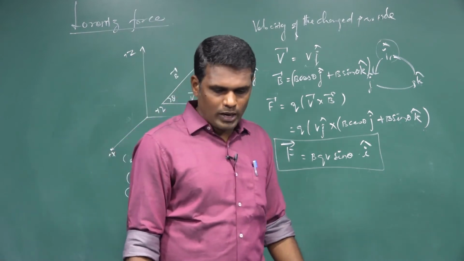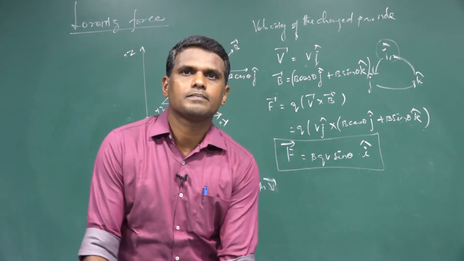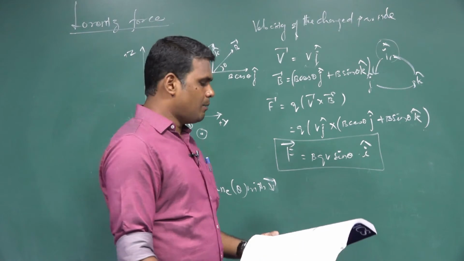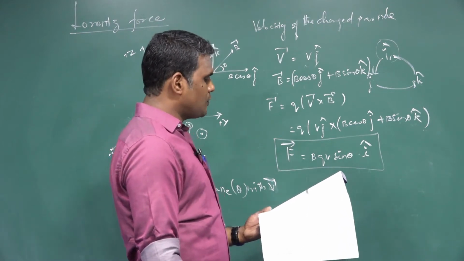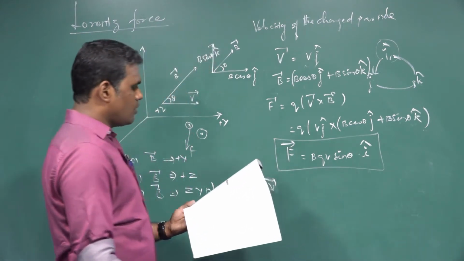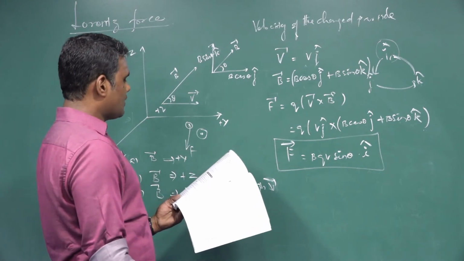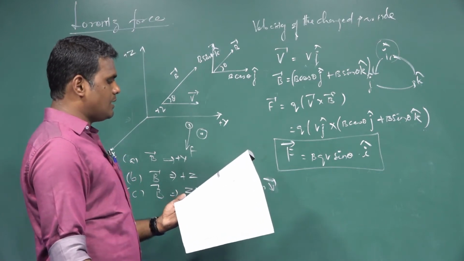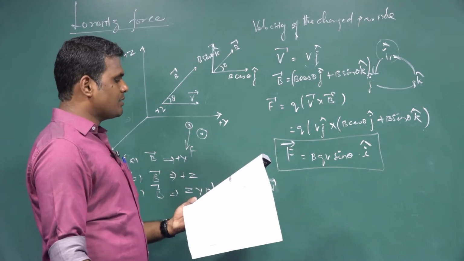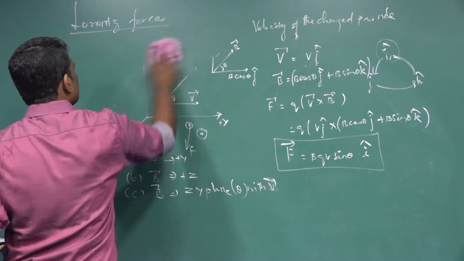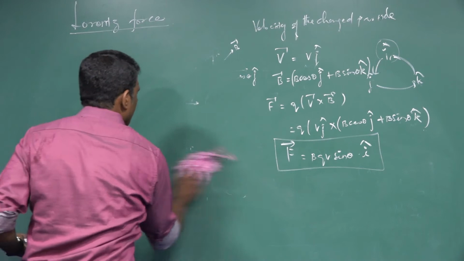Example 3.21. Compute the work done and the power delivered by the Lorentz force on the particle of charge Q moving with the velocity V vector. Calculate the angle between Lorentz force and velocity of the charged particle and interpret the results. So, we shall see the next problem here.